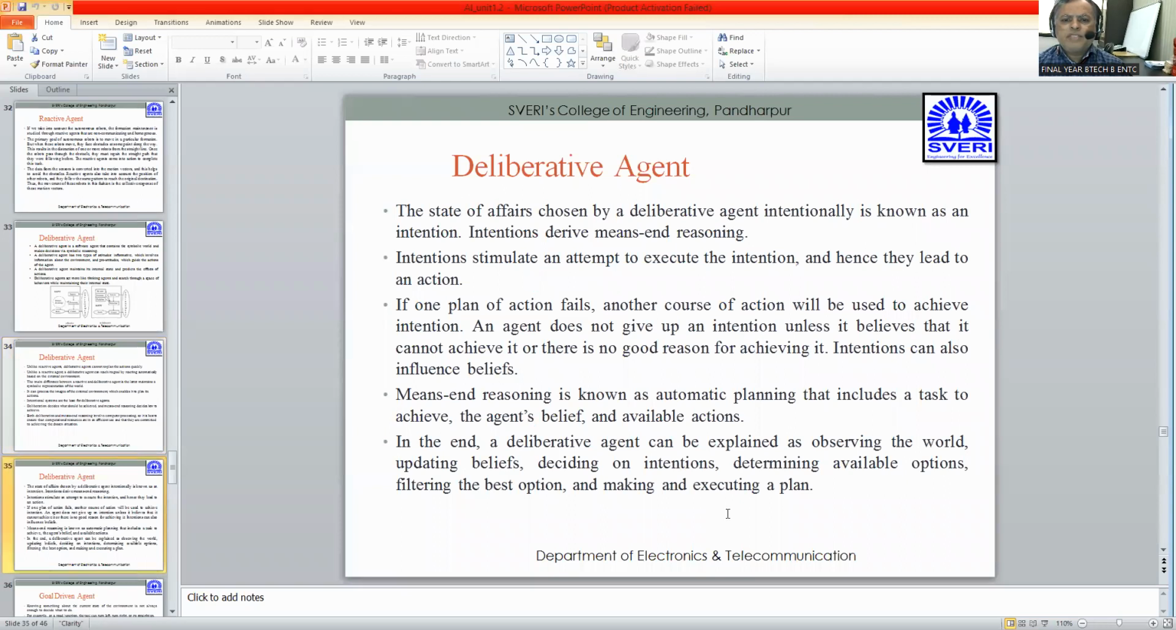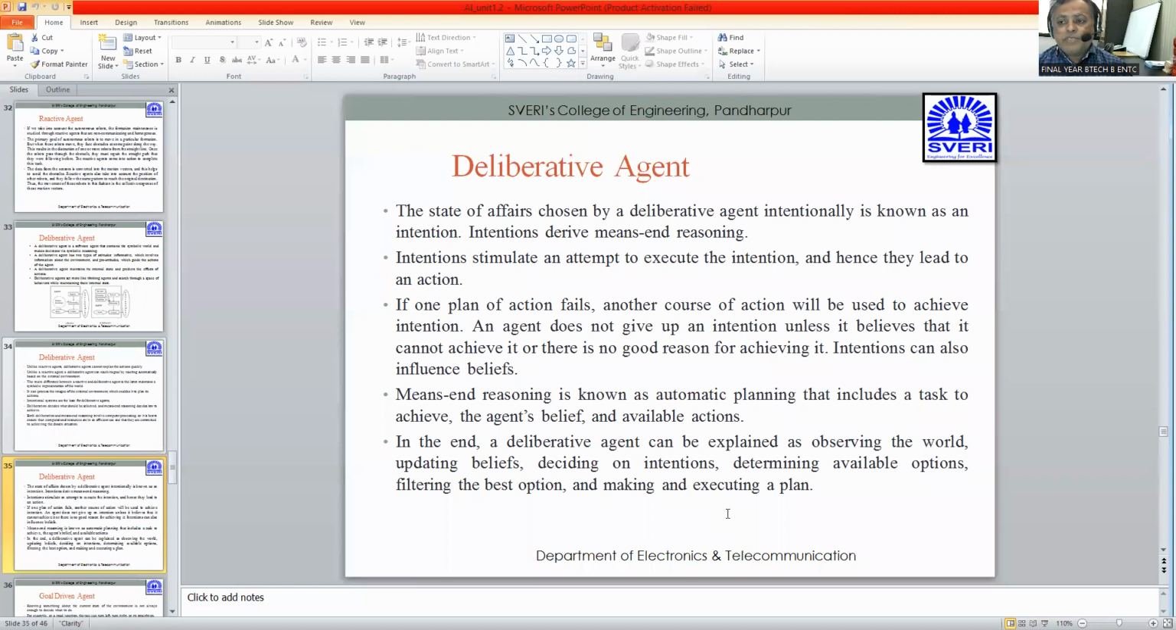So a few of the things also involved, like intentions. The deliberative agent acts intentionally, which is known as the intentions. The intentions drive the means and reasoning. It stimulates an attempt to execute the intentions and hence that can lead to action. That is what the thing is.